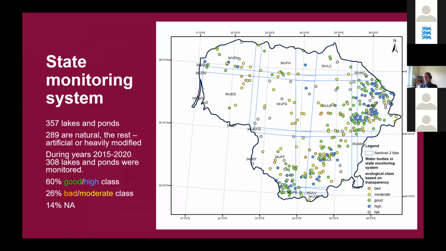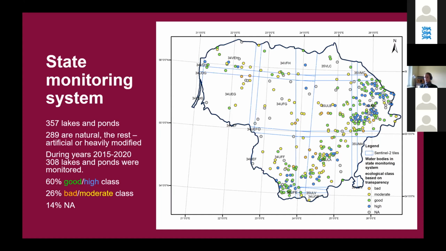Yes, to begin with, I will briefly describe the current state monitoring system in Lithuania. So we have 357 lakes and ponds that are monitored within the program, and they are larger than half a square kilometer. Most of them are concentrated on the eastern side of Lithuania, as you can see in the image, where the Baltic uplands are.